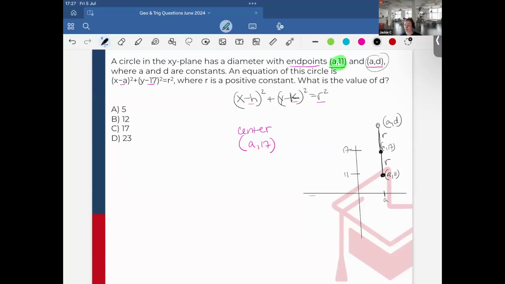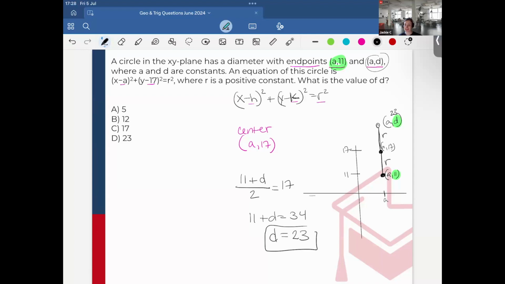So I do know that taking the two endpoints, if I do d plus 11, dividing by 2, that's going to give me the center value of 17. So I can use that. So let's set that up. 11 plus d divided by 2, halfway point, is equal to 17. Next, I can multiply each side by 2. So I would get 11 plus d is equal to 34. And then I can subtract 11 from each side, and I get that d is equal to 23. So this would be a 23.